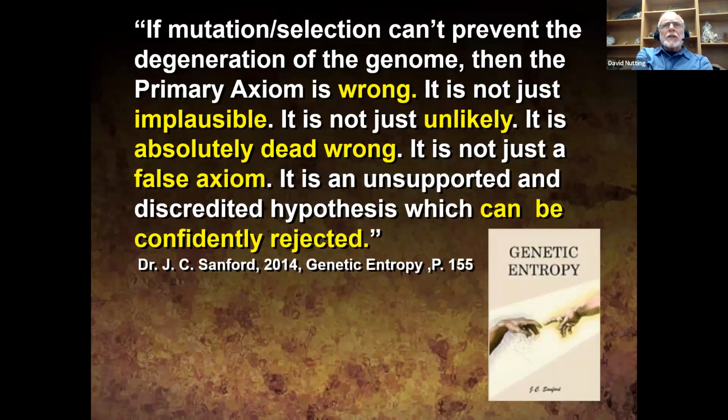So he said then, kind of in a summary here, if mutation selection can't prevent the degeneration of the genome, then the primary axiom is wrong. It is not just implausible. It is not just unlikely. It is absolutely dead wrong. It is not just a false axiom. It is an unsupported and discredited hypothesis or idea which can be confidently rejected. So any student needs to understand that when we hear a teacher say evolution proceeds by mutation and natural selection, we can reject that according to the major amount of research that Dr. John Sanford has done.